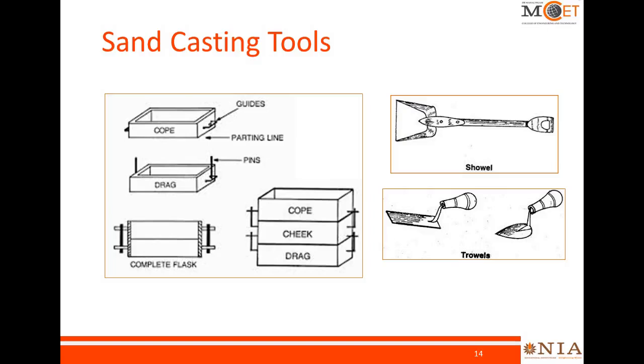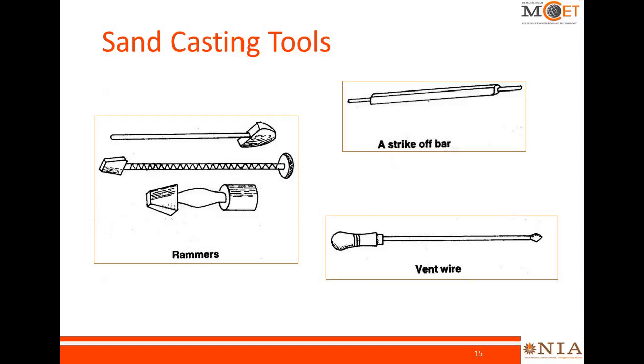with the clay and with the water. And trowels are used to take the molding sand and pour it into the cope or drag boxes. Then rammers. So rammers are used for compacting the sand. Once you have poured the molding sand into the boxes, the sand is compacted using a rammer.